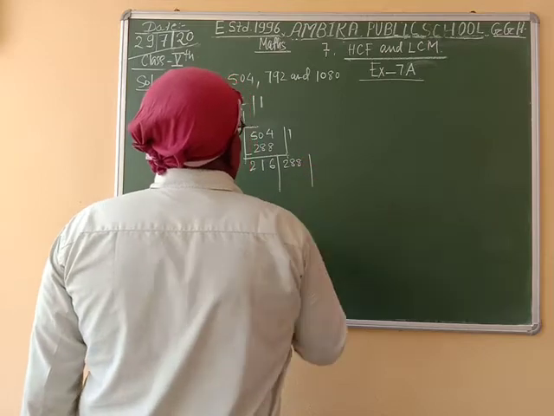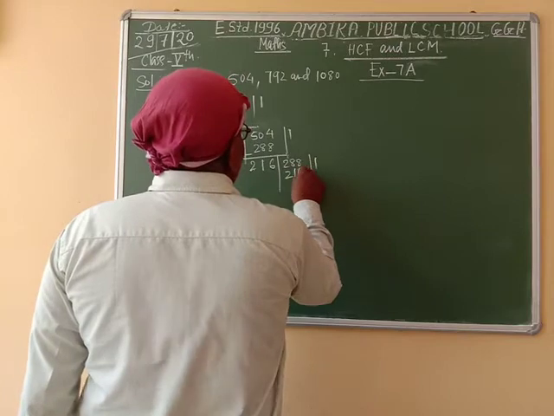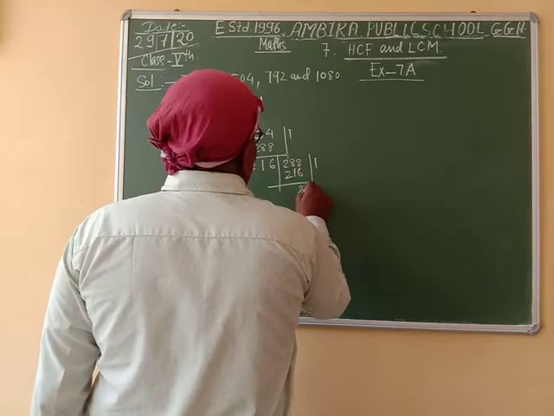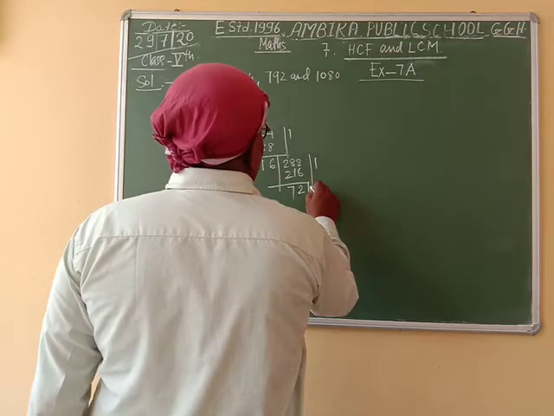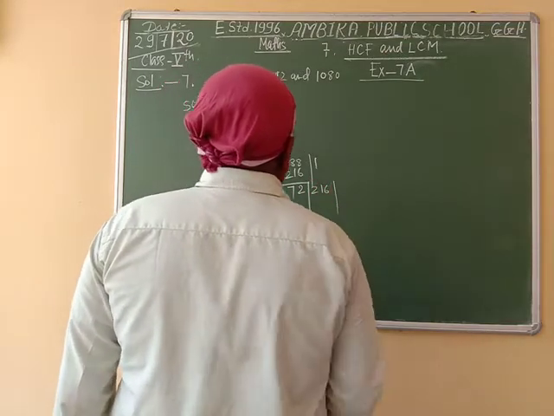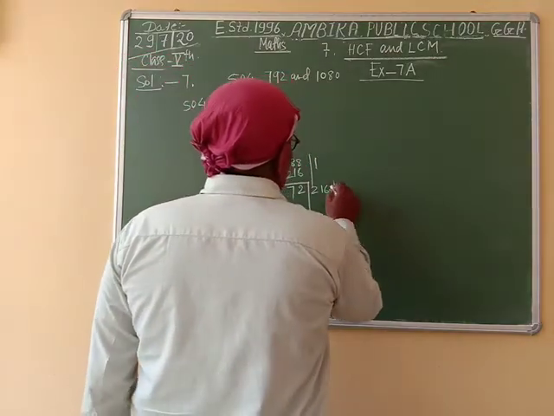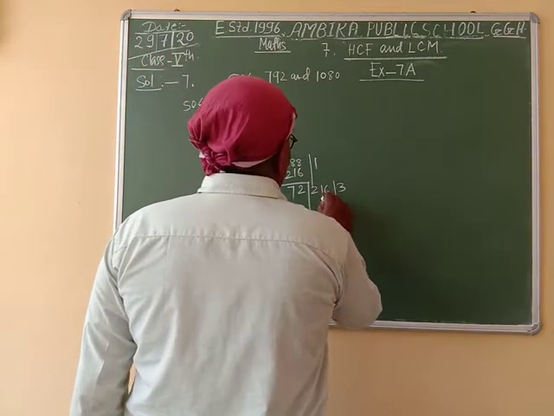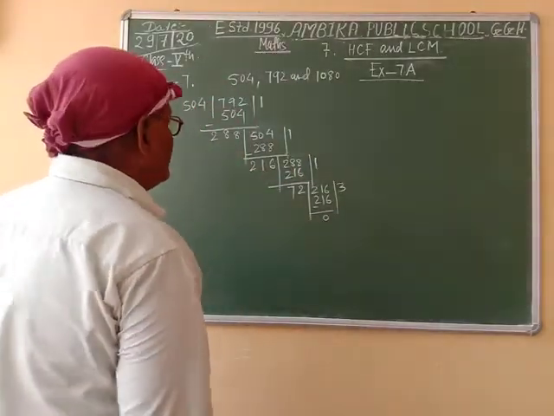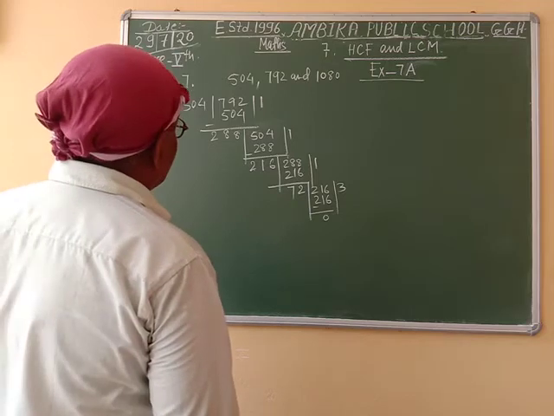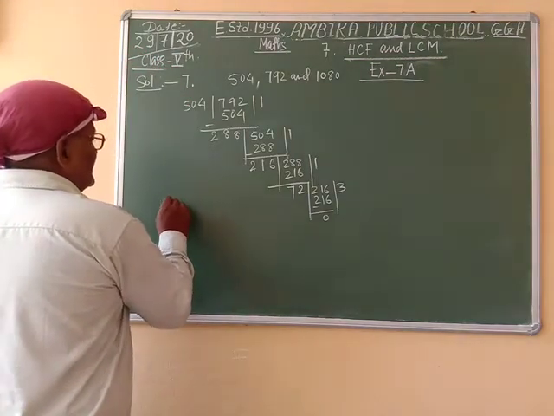288, dividing by 216 again, goes 1 time, remainder 72. Again dividing 216 by 72, it goes 3 times. This is the HCF of the two numbers 504 and 792, which is 72.